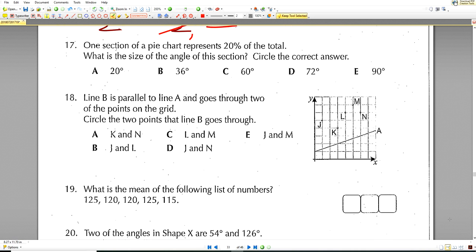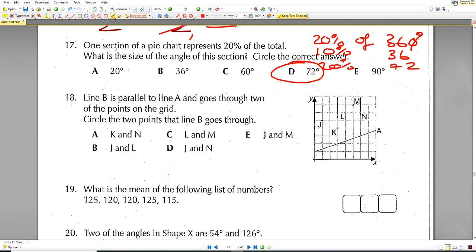Okay, let's move on. One section of a pie chart represents 20% of the total. What is the size of the angle? So we've got to work out basically here 20% of the pie chart. And a pie chart contains 360 degrees. So to work out 20% of 360, we can opt for 10% first. 10% is 1/10, knock the 0 off. 10% is 36. So 20% will be double of that. Double of 36 will give us 72, which is answer D. Let's move on.